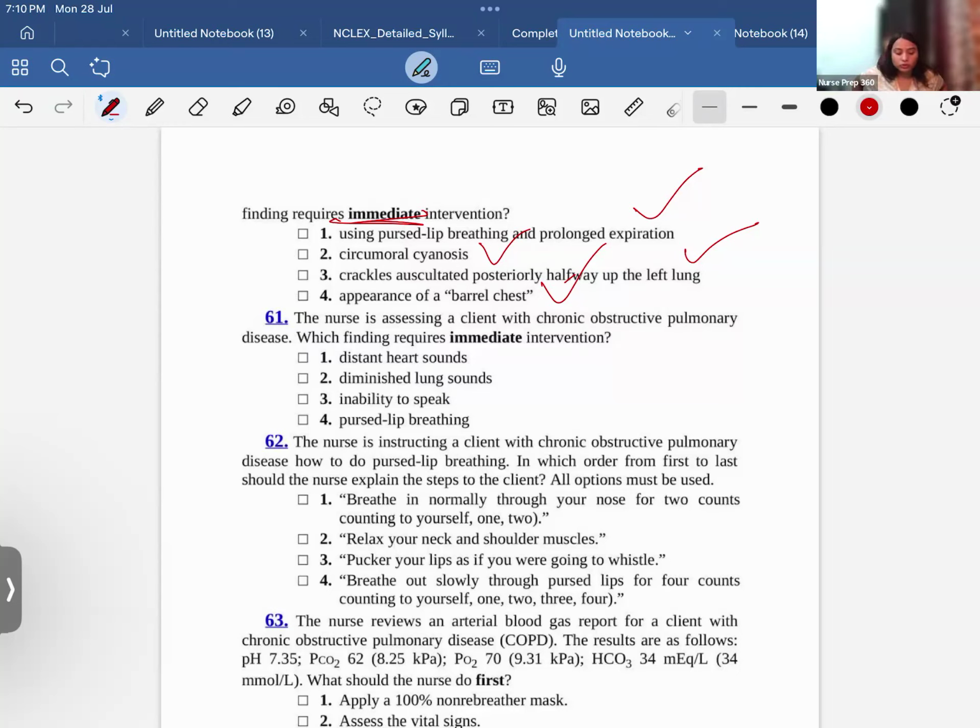Anyone, what have you chosen? Tell me your answers. You have already done this question. Priya, you have to choose only one answer. You cannot choose two. Okay.